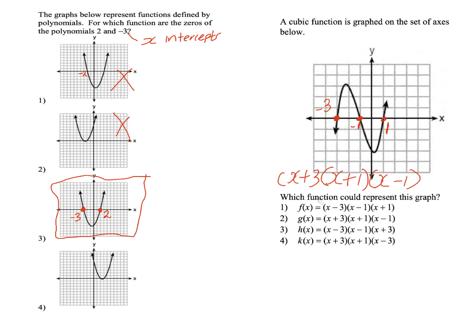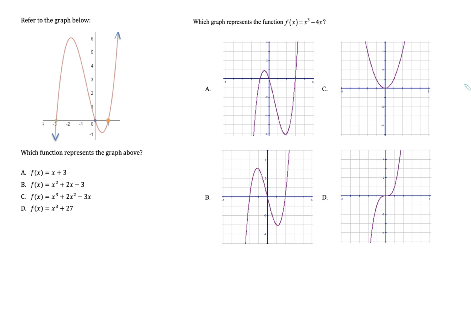I'm looking for x plus 3. Okay, I can eliminate the first one. This has an x plus 3, a +1, and a -1. Our answer is number 2. Sometimes they'll give you the graph and you have to identify the equation, or they'll give you the equation and you have to identify the graph.